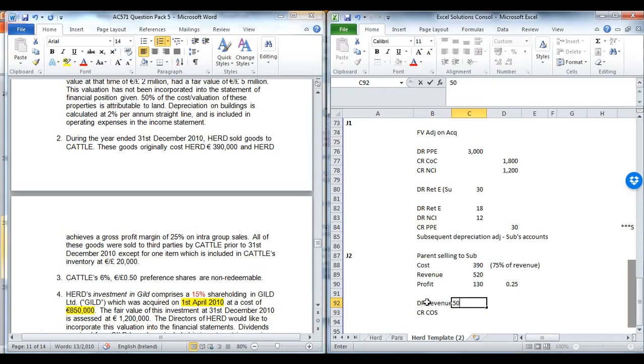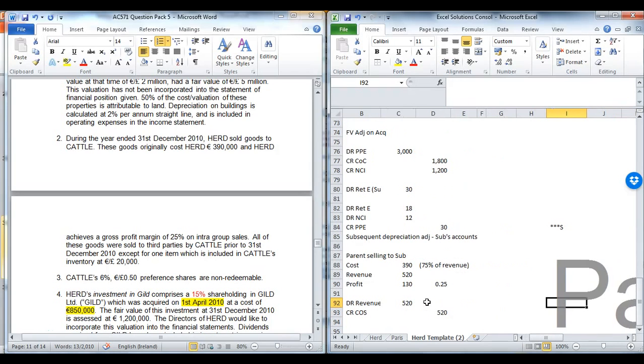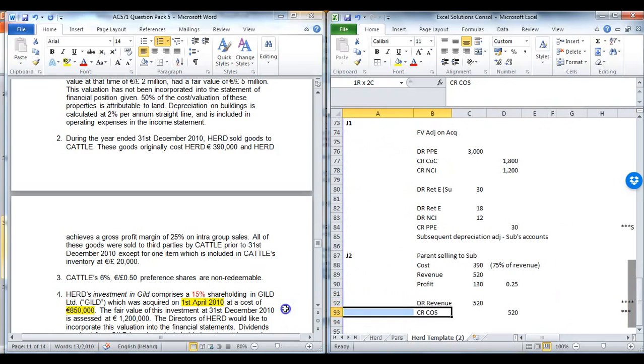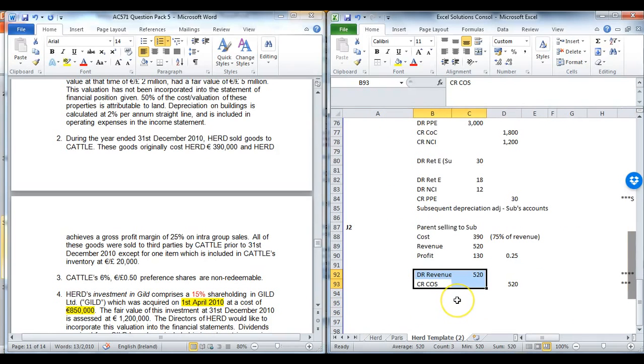520. So no impact on the statement of financial position because it's a net impact of nil, but you do need to just put a star that you need to remove them. So you don't need to worry about the sub here because you never worry about the subs profits for these. It's just the top line adjustment for revenue and cost of sales. So that's the first element, and the second element then is the unrealized profit. So you're told here all the goods were sold on, so there's no unrealized profit except for one item worth 20,000. And watch, it's included in Cattle's inventory at 20,000. Therefore, it's already included, i.e., part of the 520.